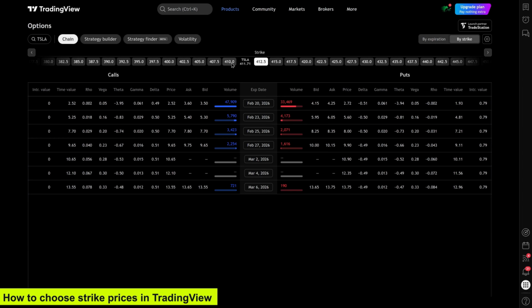If you want higher probability and smoother movement, consider slightly in the money or at the money contracts. These options have stronger deltas, which means they move more closely with the stock. They cost more, but they respond better to price changes.